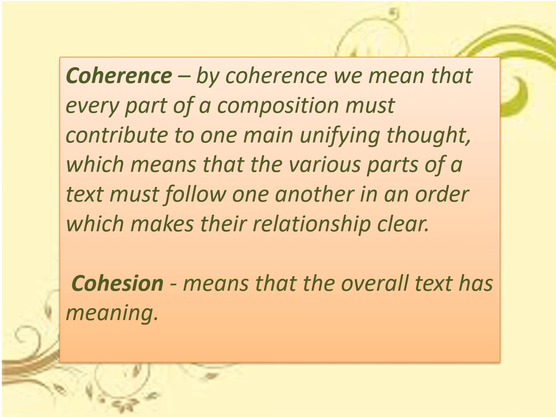Coherence. By coherence, we mean that every part of a composition must contribute to one main unifying thought, which means that the various parts of the text must follow one another in order, which makes the relationship clear. And then, cohesion. Cohesion means that the overall text has a meaning.